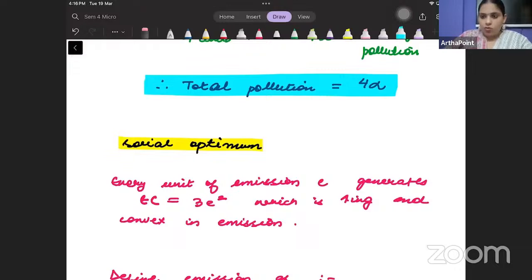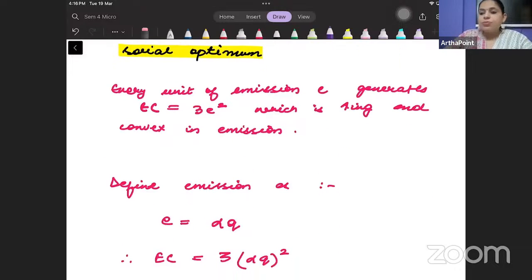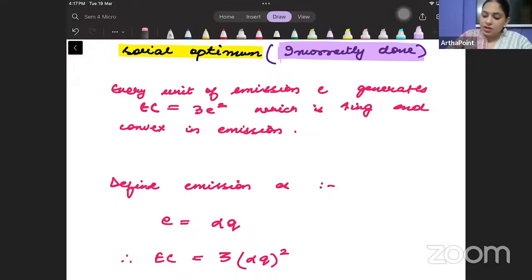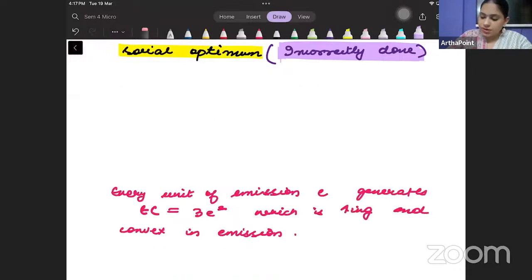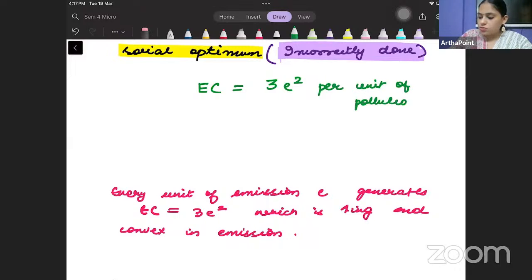Okay. Now, we need to go ahead and, beta, ye pura ka pura, this is incorrectly done in the book. Please don't refer to the book. पूरा डिफरेंशिएशन बुक में गलत है. Don't take from the book. It is absolutely incorrect. Please only do it from my notes. Okay. Now let us go ahead and let us assume that there is some emission cost, right? And we are saying that the emission cost is 3E square per unit of pollution.